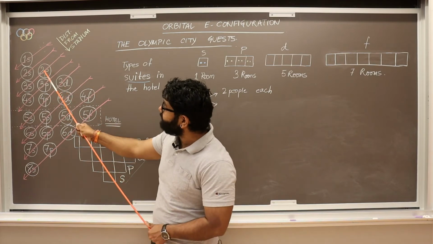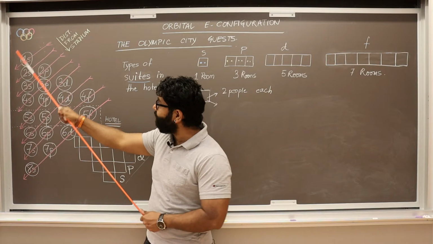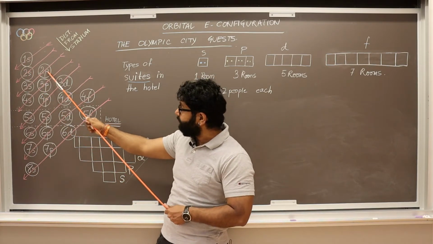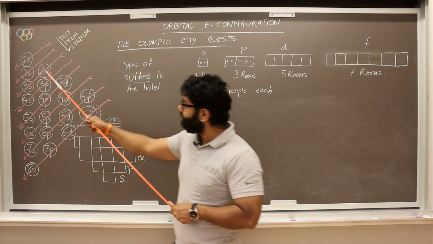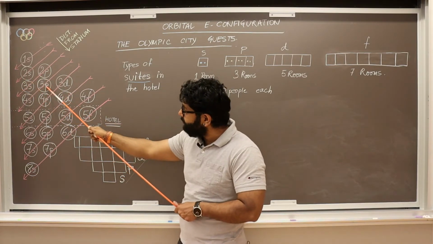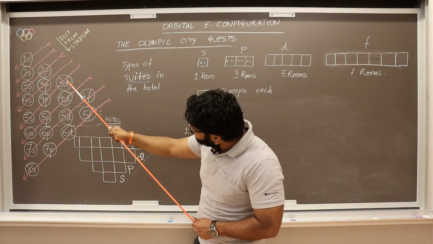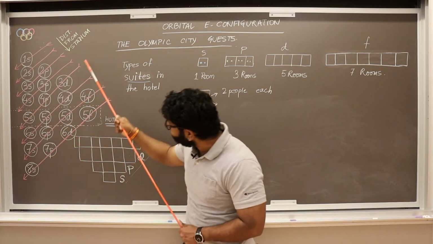The next one comes and they will try and get into 2p, right? Because 1s is full, 2s is, if 2s becomes full, the next best room is 2p. The next best rooms are 3s. The next best suite is 3p, and then 4s. The next is 3d, 4p, 5s, as you see with the direction of the arrows.